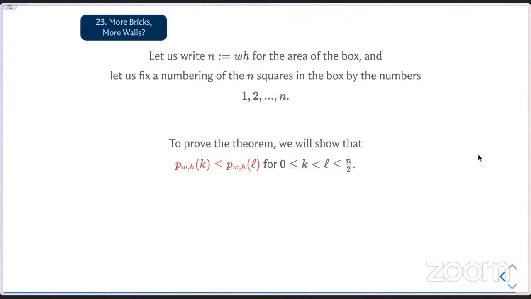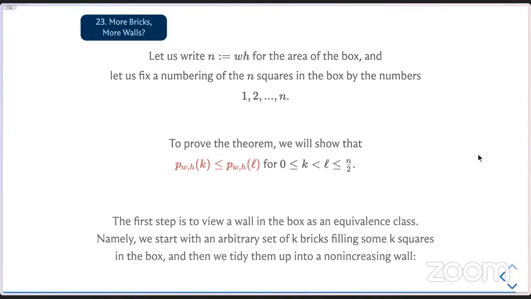So worth remembering that we're always going to be working with K and L. So working with K bricks versus L bricks, and L is strictly more than K, and both of these are in the range 0 to n by 2. So you're working with at most half the bricks at any point of time. And we want to say that there are at least as many ways of building walls with more bricks as there are with fewer bricks at hand, if you're in the at most n by 2 regime, right?